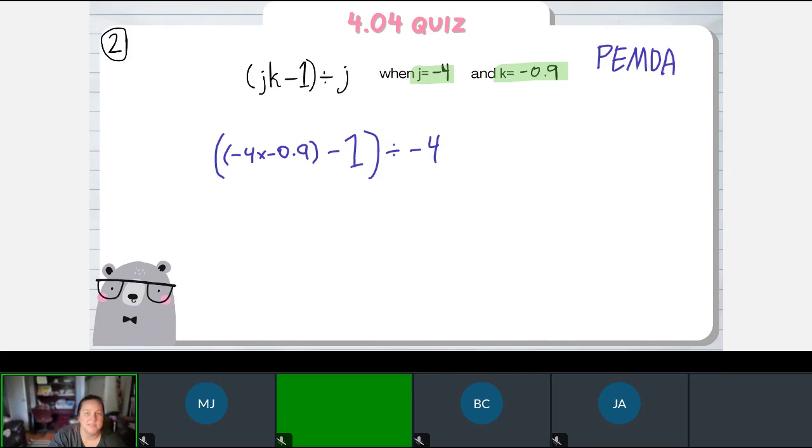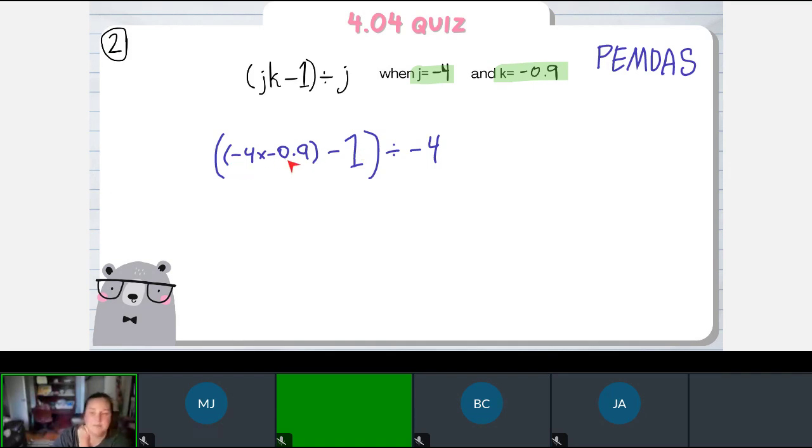PEMDAS. Remember, parentheses comes first. Okay, so when I'm looking at this, we've got some double parentheses. So this is what we need to do first because it's parentheses inside of parentheses. So we're going to solve that first.